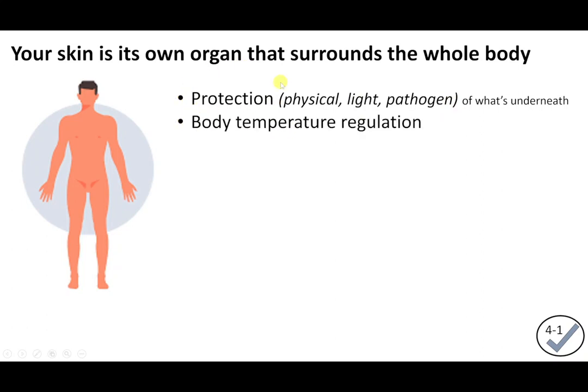But there's more. We have body temperature regulation. We'll have a quick video at the very end talking about this, but your skin is actively used to regulate your body temperature. Physical sensation, all the mechanical sensations of touch, feel, and pressure, come from your skin as well. And then a very important vitamin, vitamin D, is synthesized by cells found in your skin. When they're exposed to light, they produce vitamin D, which is really important for your body.